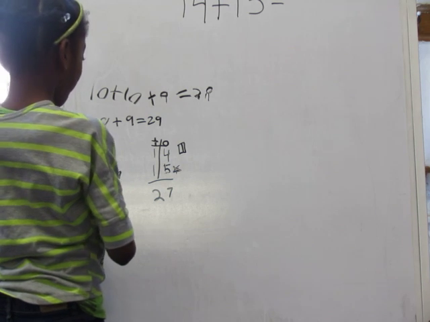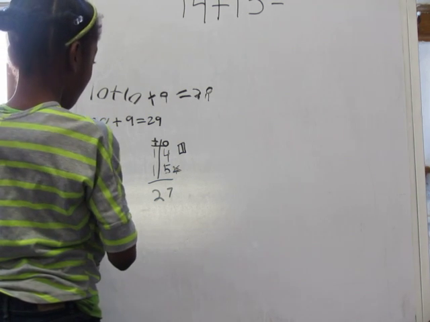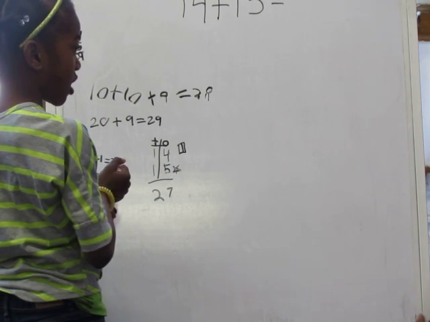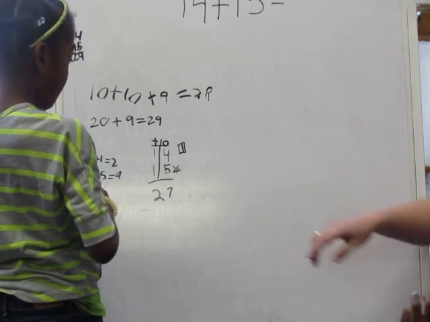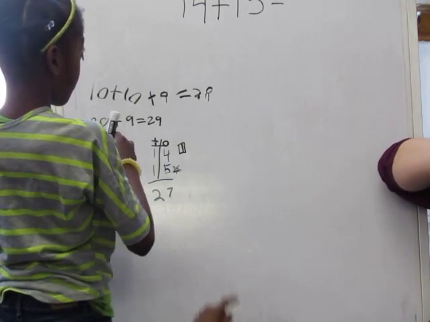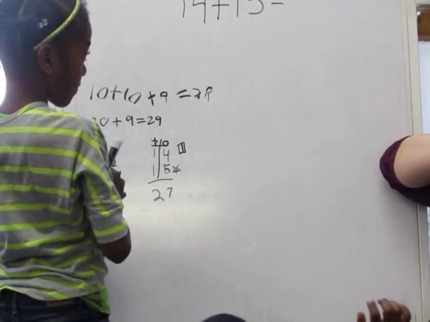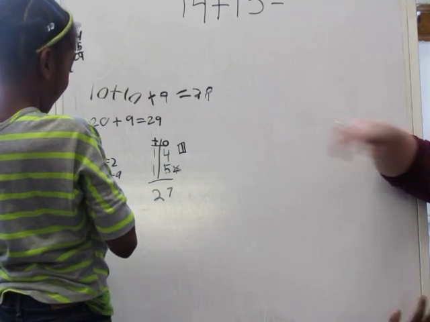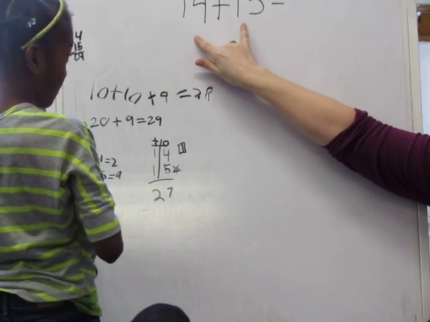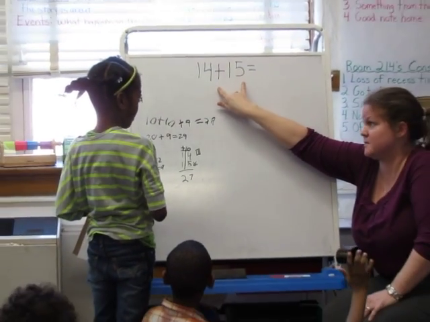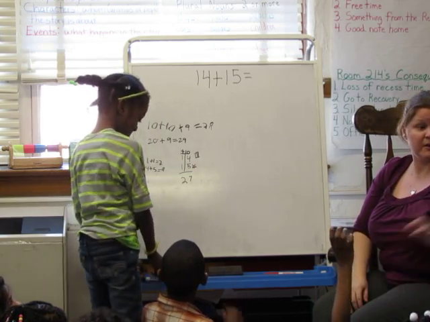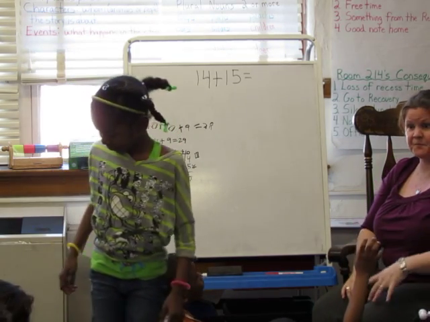Okay, explain what you did. I did 1 plus 1 equals 2, and then 4 plus 5 equals 9, and then I added it all together and I got 29. So where are the one and the ones coming from? The tens place. You just took the digits in the tens place, added them, and then you took the digits in the ones place and added them, and then put the tens and the ones together. You had that same strategy? Okay.